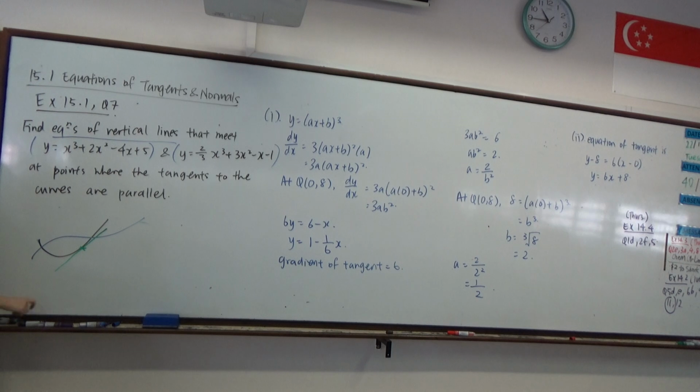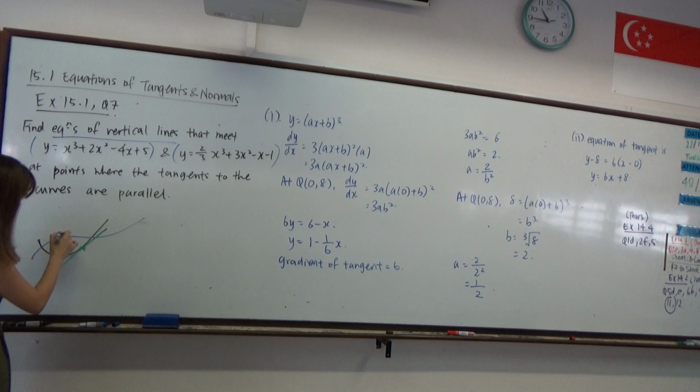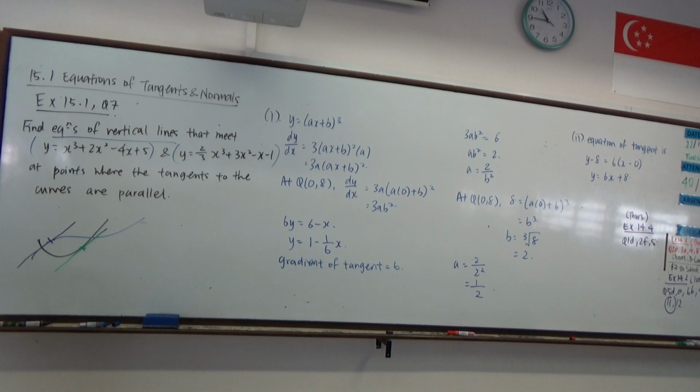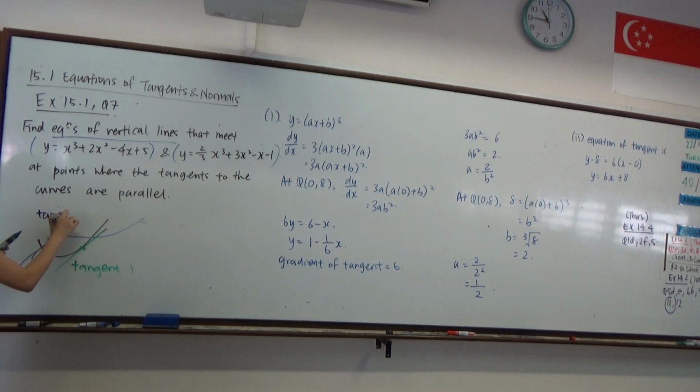Then the other tangent, for the curve that is in blue, maybe it is somewhere here. And then the question says that these two tangents are parallel. So we have this tangent 1 and this tangent 2, for different equations of the curve. The curves are the ones in black and blue. So looking at these tangents, we want to find equations of the vertical lines that meet the curves at points where the tangents are parallel.